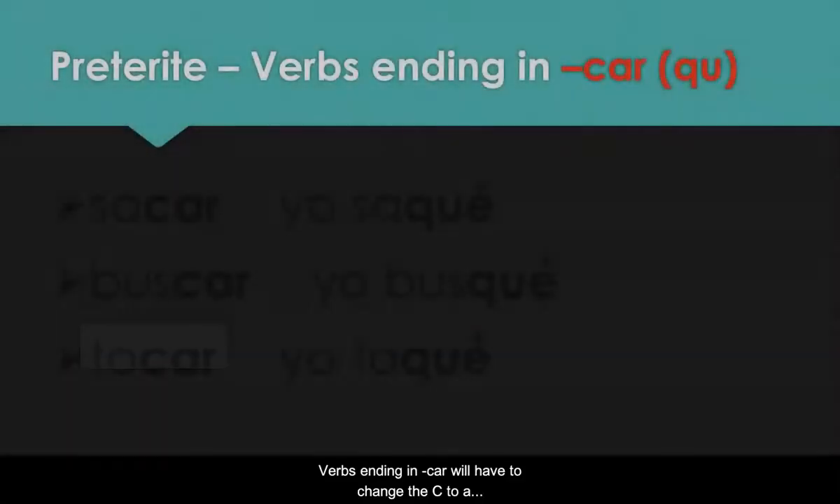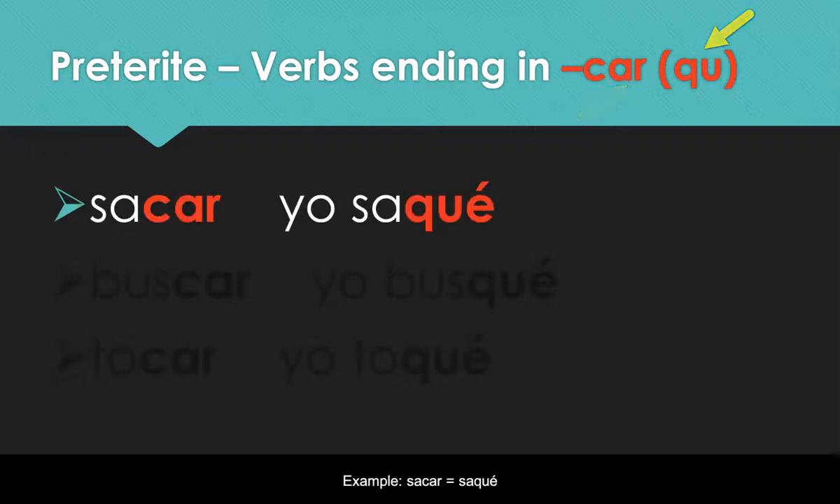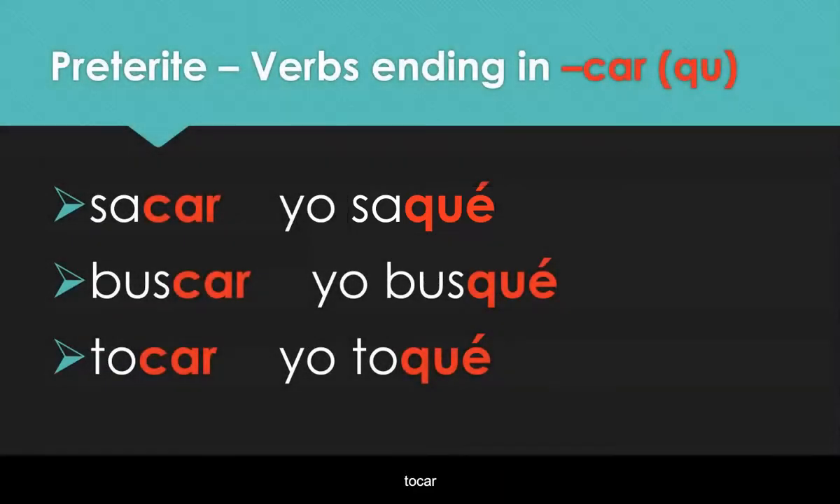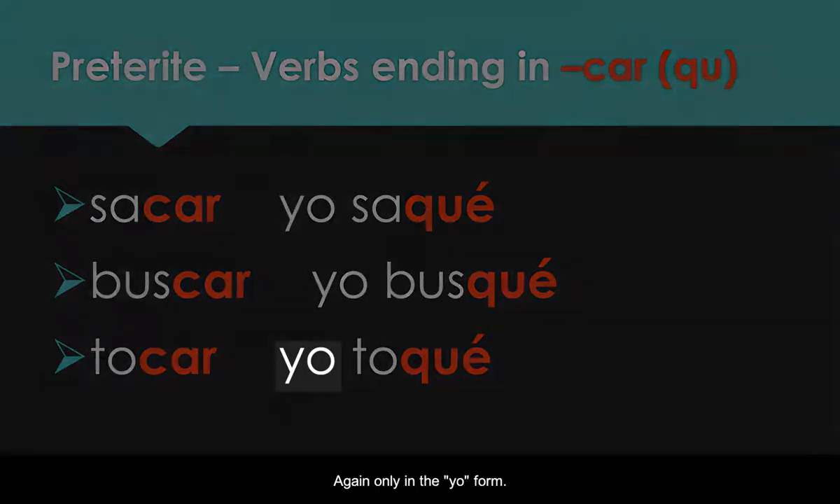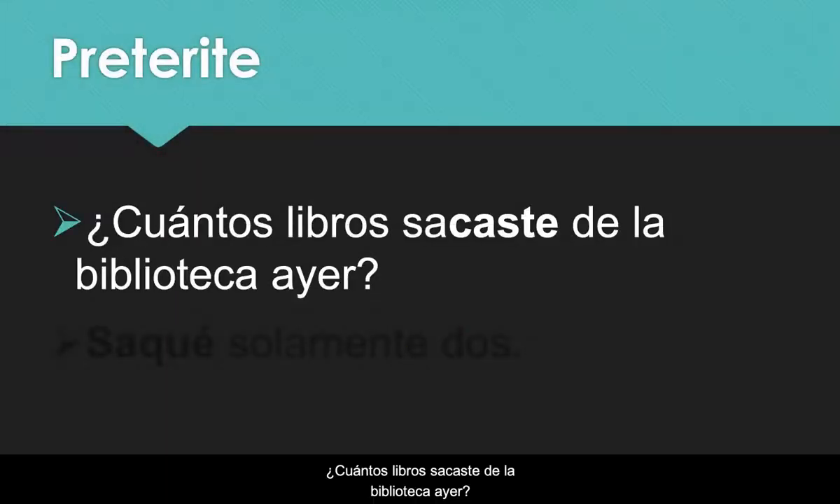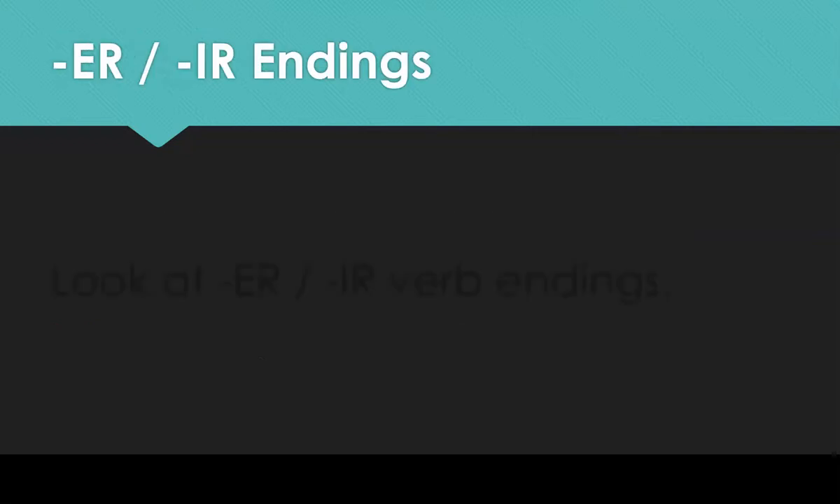Verbs ending in car will have to change the C to a QU. Example, sacar, saqué. Buscar, busqué. Tocar, toqué. Again, only in the yo form. ¿Cuántos libros sacaste de la biblioteca ayer? How many books did you check out from the library yesterday? Saqué solamente 2. I checked out only 2.